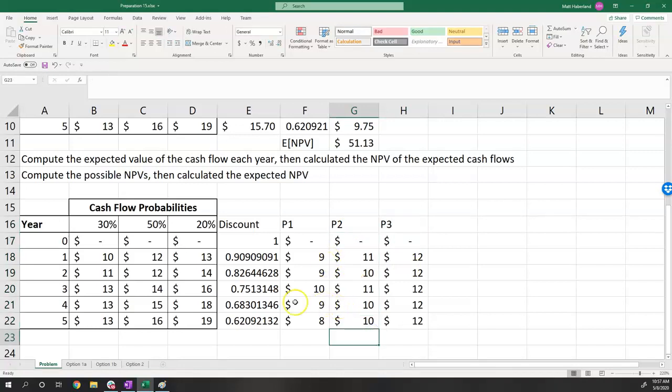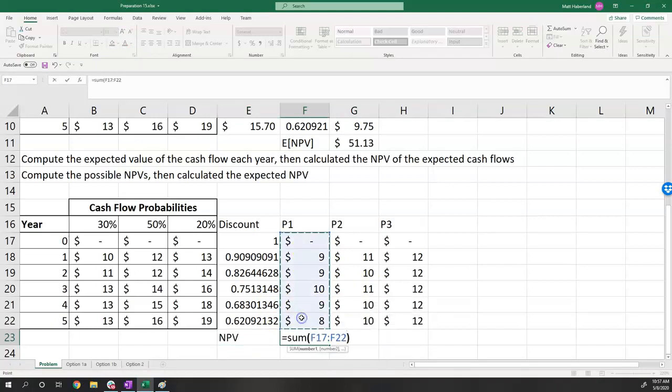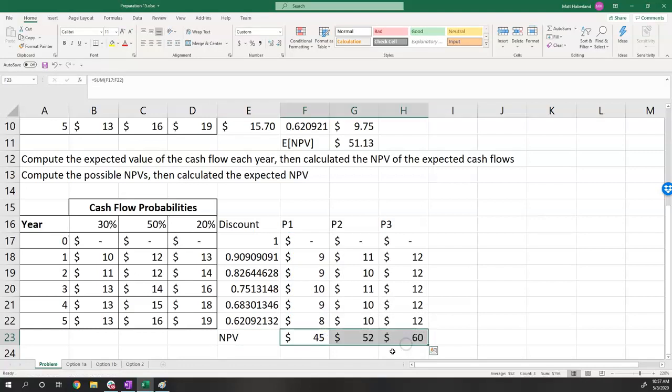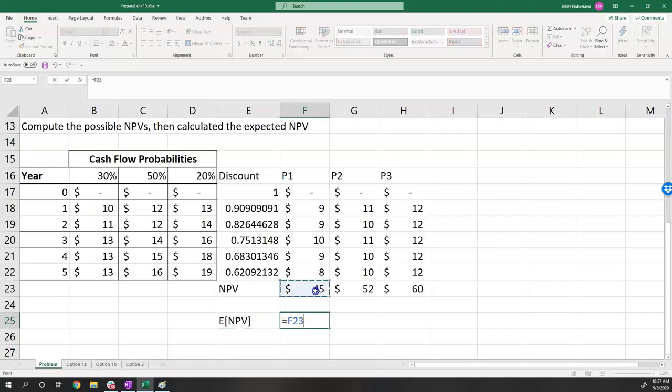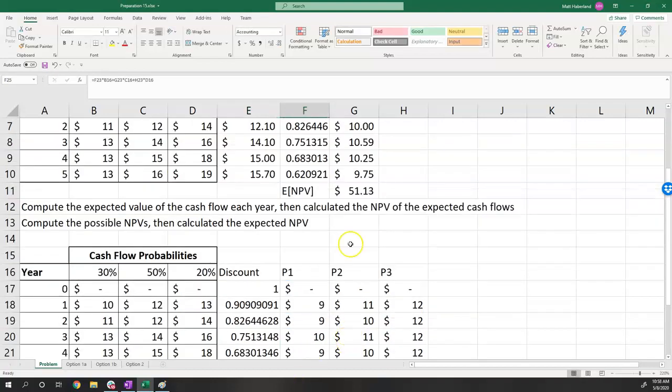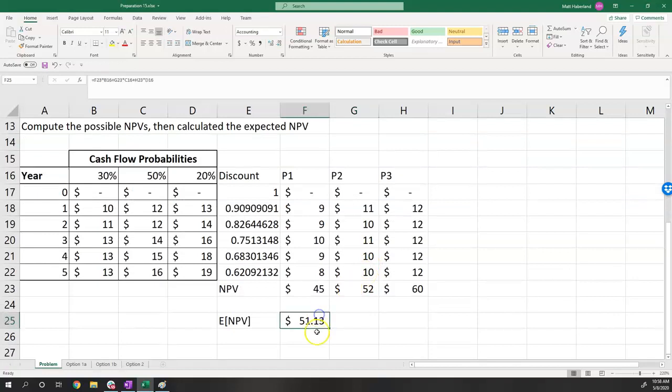Okay, so here are my 3 different possible cash flows over the years and their present values. And so from that, I can calculate the net present value of each possibility. It's just the sum. And finally, I can calculate the expected net present value. It is this net present value multiplied by its probability of occurring plus this net present value times its probability of occurring plus this net present value times its probability of occurring. And we get the same answer as we do above. It doesn't matter which order that you do it in.